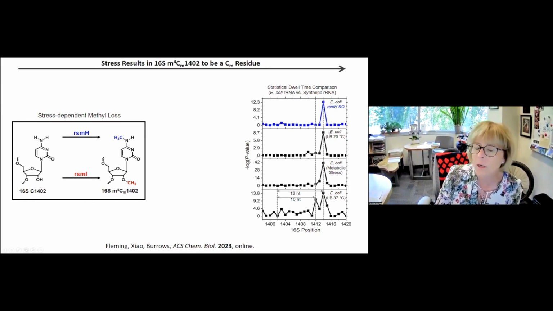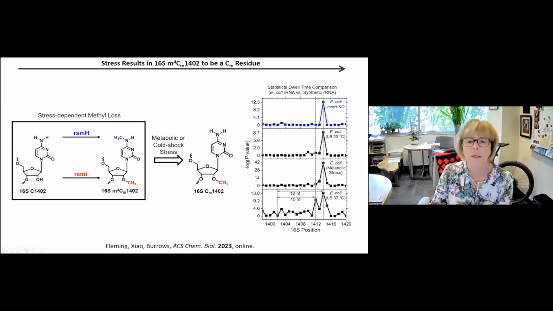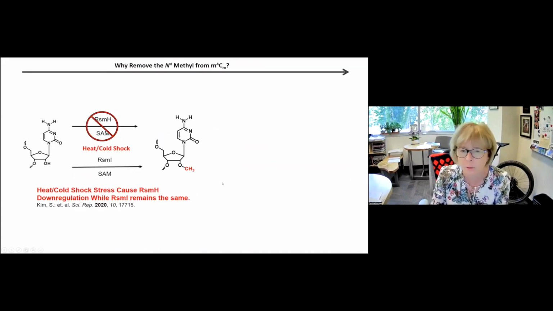Under metabolic stress and cold shock, the first 10 nucleotide signature goes away and the other remains, and it also remains in a knockout that does not write the base methylation. And so that's telling us that actually under stress, we lose the methyl group on the, or we don't put in, I should say, the methyl group on the base, although it is retained here on the 2'-O-methyl.